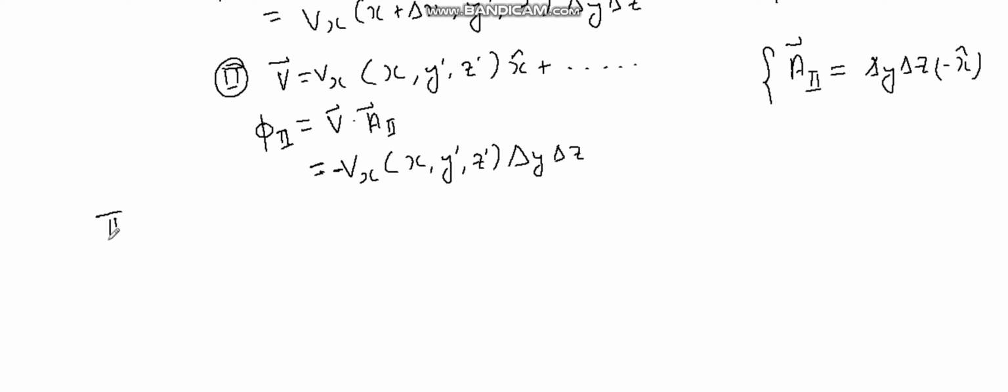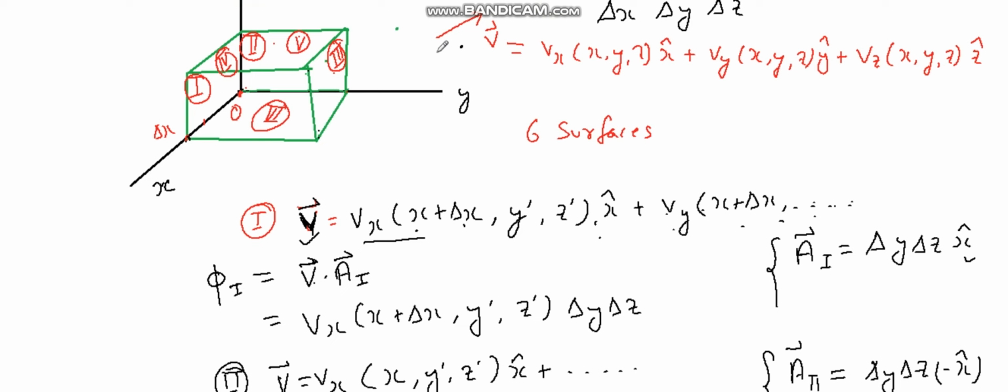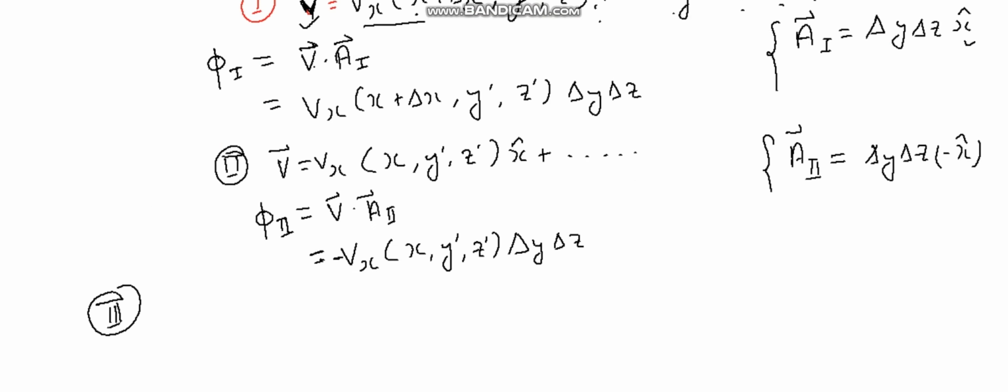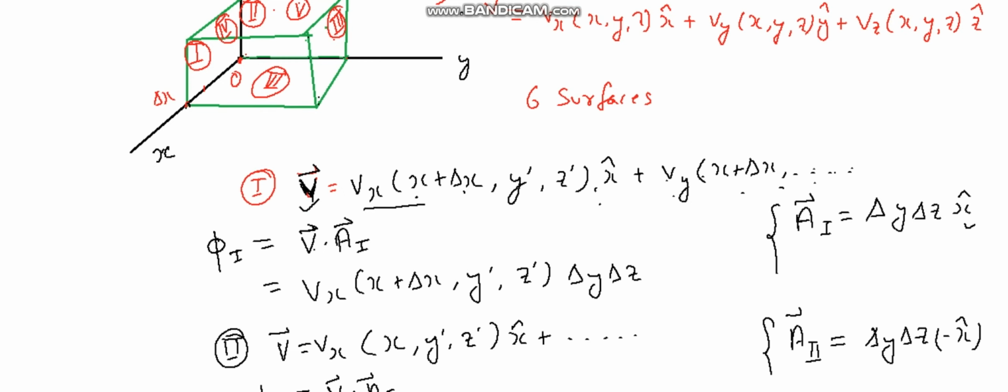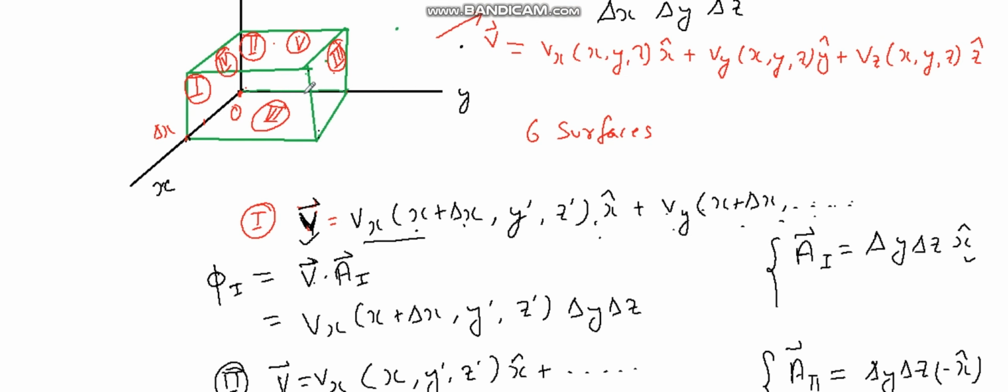Similarly, we can write for the third surface. Where is this third surface? This is the third surface. One thing we can notice from the naming we have done is that an odd-numbered surface, like surface 1, gives a positive quantity, and an even-numbered surface, like the second, gives a negative one.